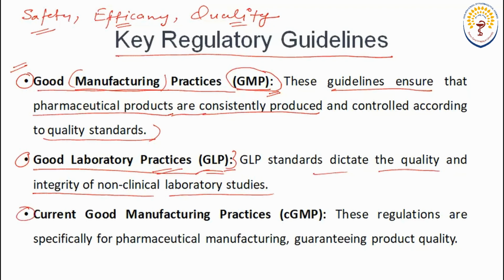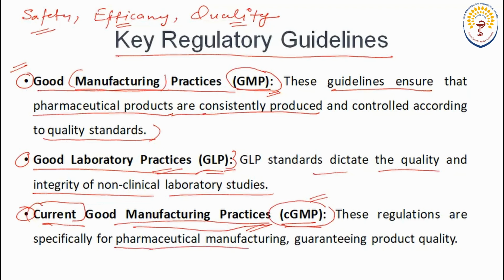Now the next thing is CGMP. CGMP stands for Current Good Manufacturing Practices. Current Good Manufacturing Practices are nothing but the latest guidelines of the GMP. You can say the latest. So obviously CGMP would contain all of the sophisticated things, all of the most contemporary things which are applied during the manufacturing process. So obviously it will be better than GMP, and it will improve our pharmaceutical manufacturing, and it will definitely guarantee the product quality.